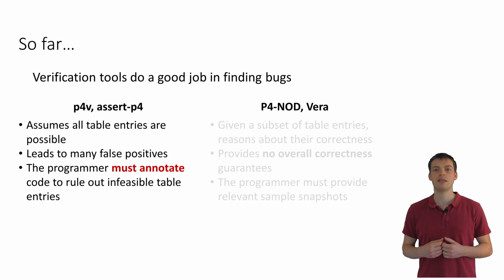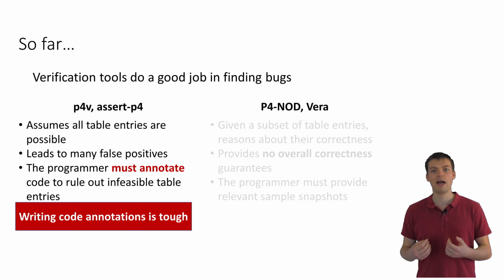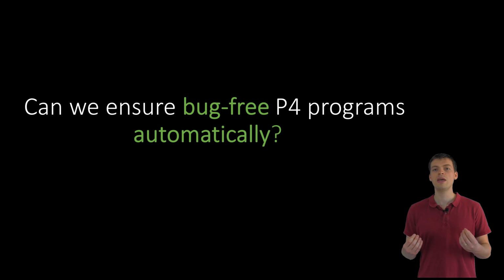bf4 works along the same lines as P4V and assert P4. Now, the main caveat of this approach is that, well, writing annotations is really hard, especially writing them at compile time when the controller may not even be known. So this brings us closer to our main research question. Can we achieve bug-free P4 programs without having the user write many annotations or provide an exhaustive set of table entries?